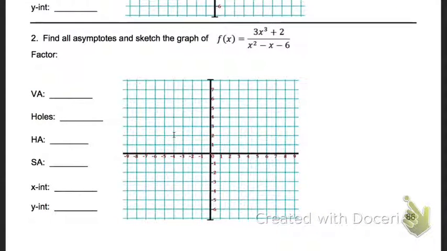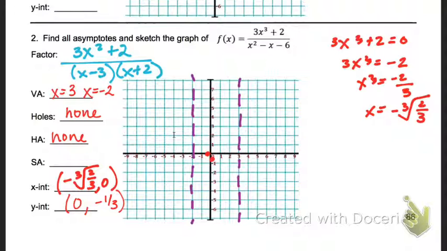Can you factor the top? Nope. So just leave it. For the x-intercept, you're setting it equal to 0. Move the 2 over. Divide by 3. Are we good to that point? Of course. When you cube root it, I don't know what that is.